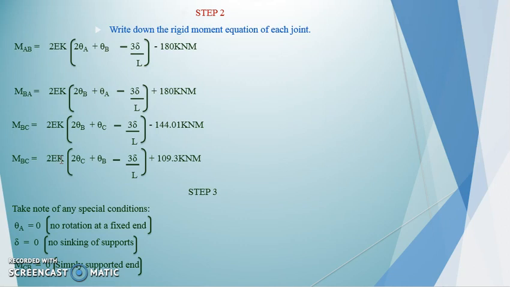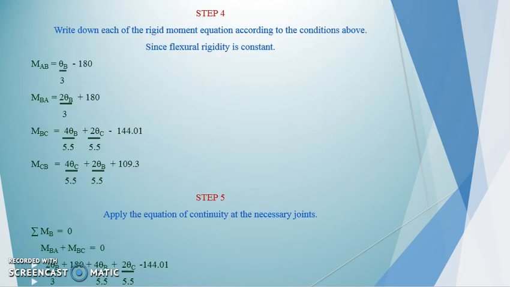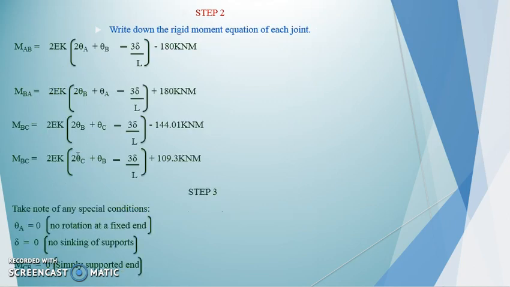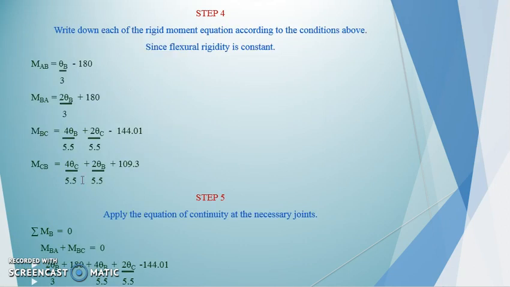Now here we have that EI is constant, so we are left with 2 over L, and BC, the span of BC is 5.5, so you have 2 all over 5.5 times 2 theta C, and that's where we got 4 theta C over 5.5. Then we have 2 all over 5.5 times theta B. That's where we have 2 theta sub B all over 5.5, then plus 109.3.